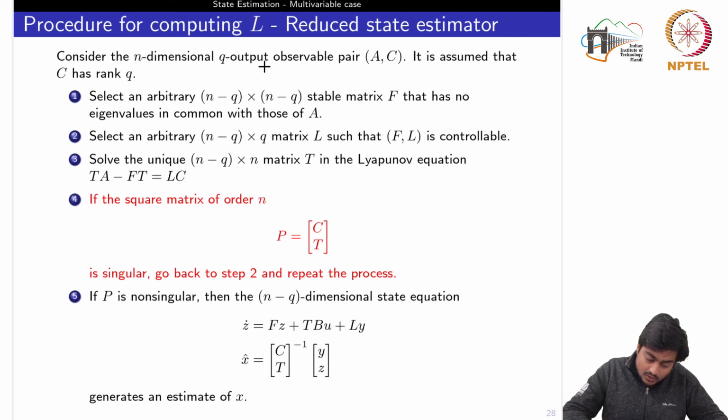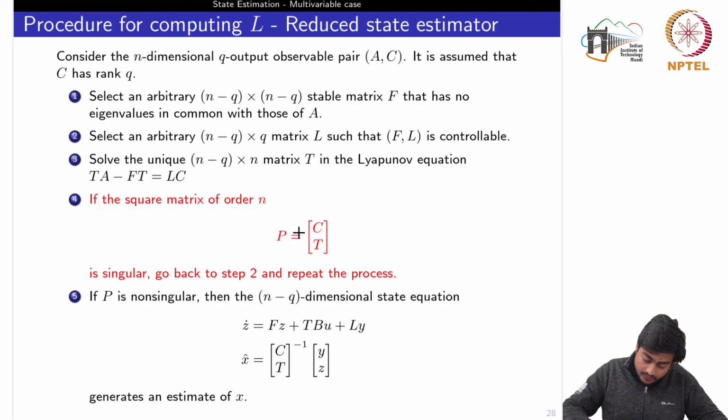So we have this n-dimensional, q output observable pair A comma C, where we have assumed that the matrix C has rank q. Now the first step, we select an arbitrary stable matrix F of appropriate dimension, which shares no eigenvalues with that of the A matrix. Again, the next step, we select L matrix such that this F comma L pair is controllable. Then we compute this matrix T by solving this Lyapunov equation given by this.